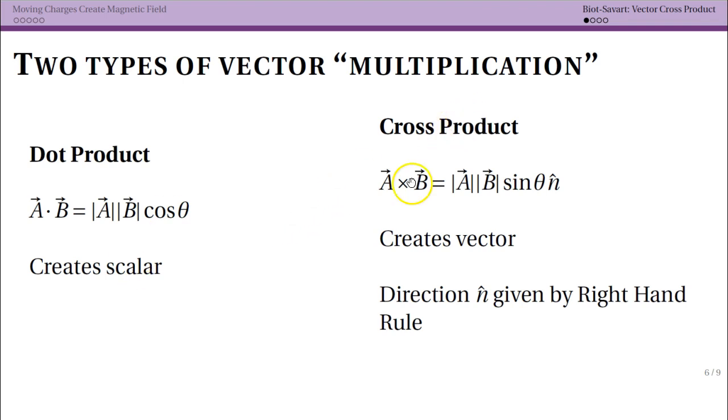The cross product does something similar where you have a and b, the magnitudes of the vectors, now sine of the angle between them, but you have a new direction that comes out. And we would say that that's given by the right-hand rule. Note that this is fundamentally creating a vector.